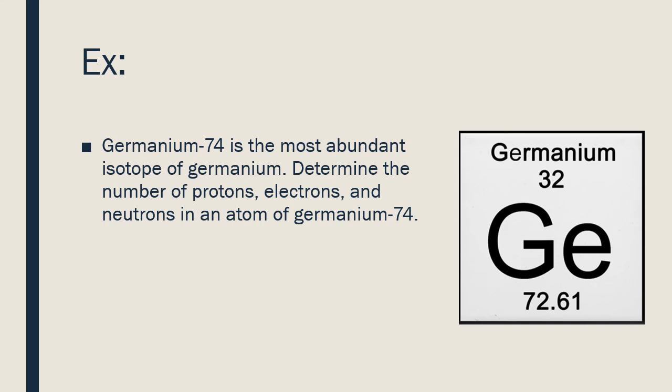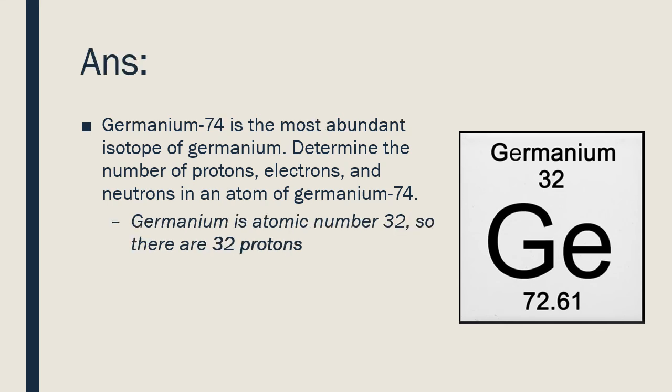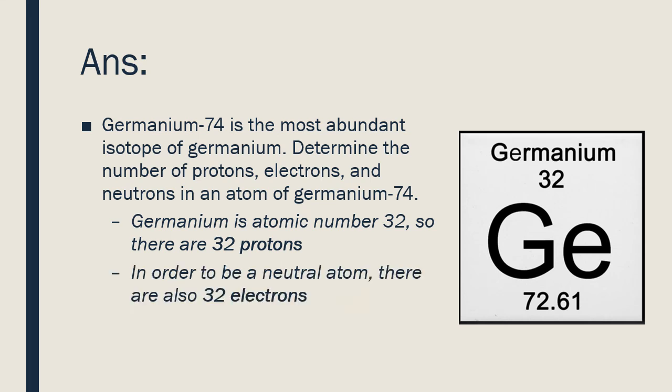Germanium-74 is the most abundant isotope of germanium. Let's determine the number of subatomic particles present in an atom of germanium-74. You'll see here on the right side of the screen a square of the periodic table that corresponds to germanium. Germanium is atomic number 32, which means germanium has 32 protons. So now that we know it has 32 protons, we also know it has 32 of what? In order to remain neutral, it must also have 32 electrons.